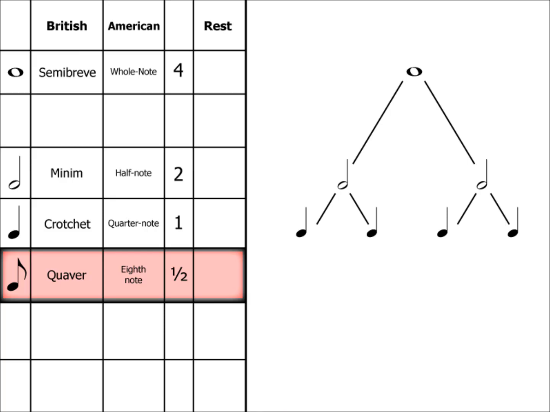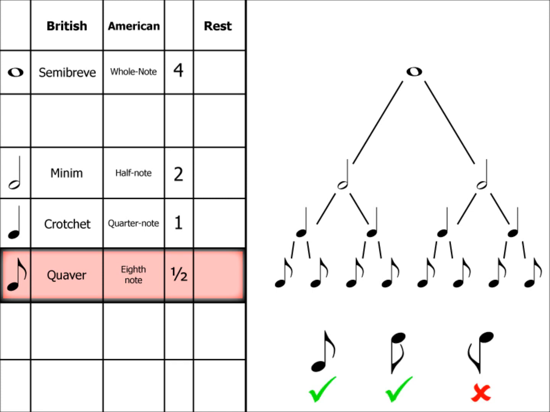So, as the quaver has a value of half, you'd need how many to equal the value of 1 semibreve? You'd need 8. As I mentioned earlier, the stem always sits on the right if the note head is at the bottom, and on the left if the note head is at the top. However, the tail always sits on the right. This would never be correct, as the tail is on the left.